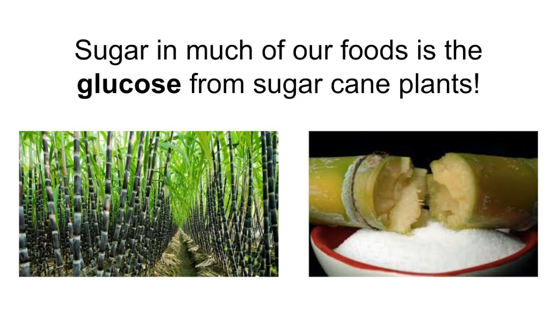So sugar in much of our foods is the glucose from sugarcane plants. So as you can see on the left there, that is the sugarcane plant. They grow really tall. They grow in warm environments, not in Minnesota. And then on the right, you can see a sugarcane plant that is broken apart, and then a bowl of sugar.